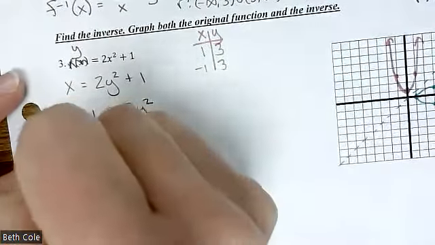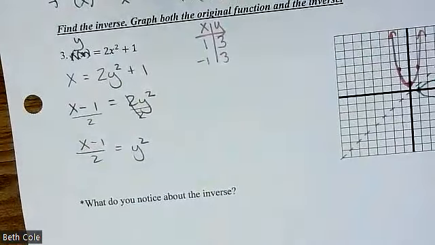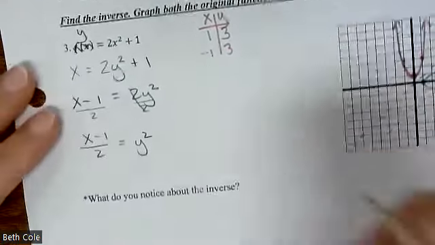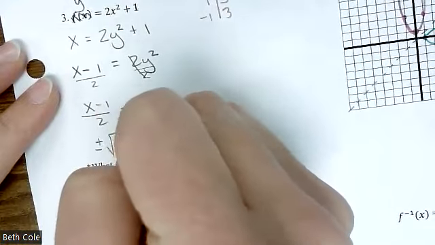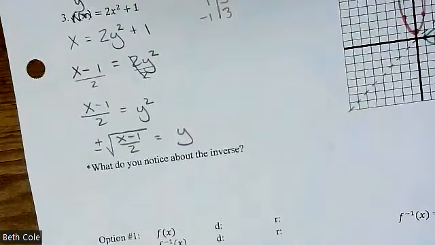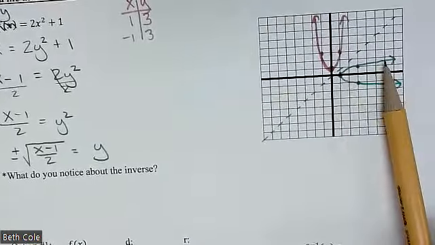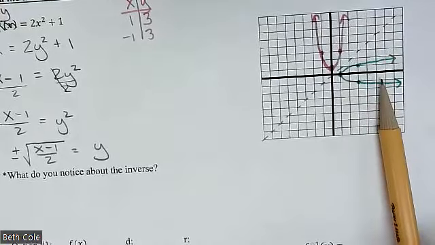So divide by 2. Now, when you put a square root, what else do you have to put? Yeah, plus and minus. So it is going to be plus and minus square root of all that stuff. And I actually am going to put y instead of f inverse. Here's the reason, and this is what we're going to talk about. What do you notice about the inverse? That's the one I did green. If you can sort of tell, it's this one. What is wrong with that?